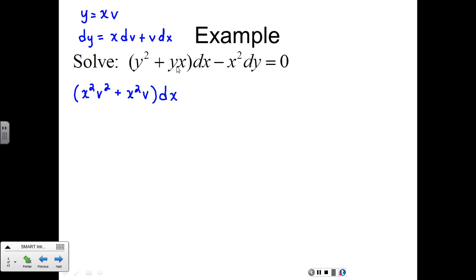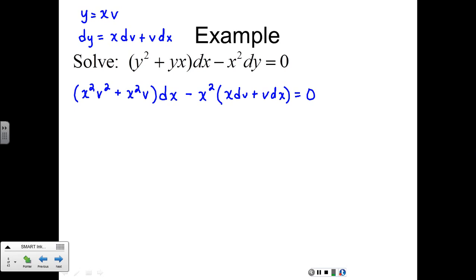So everybody get that step right there. xv times another x will be x squared v. Minus x squared times, instead of dy, what we're going to put in is this, x dv plus v dx, equal to 0. A lot of algebra here. So let's clean our algebra up.